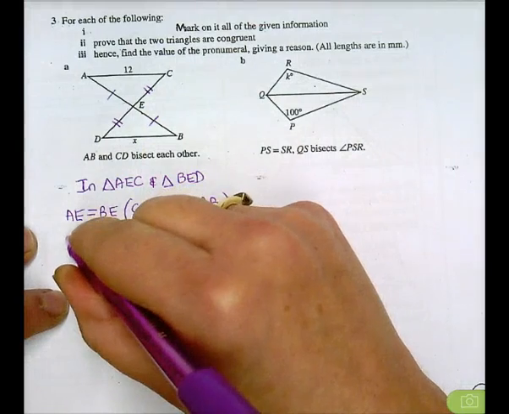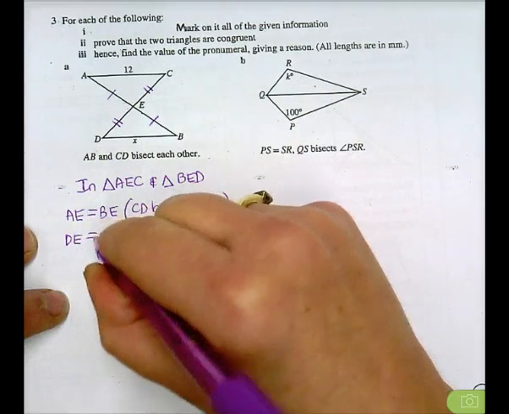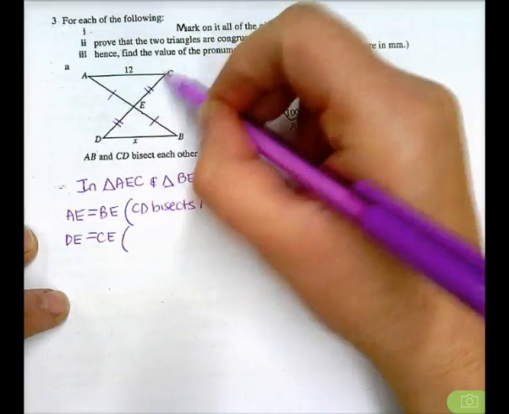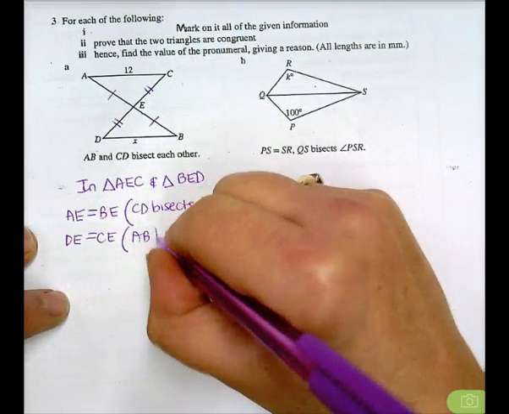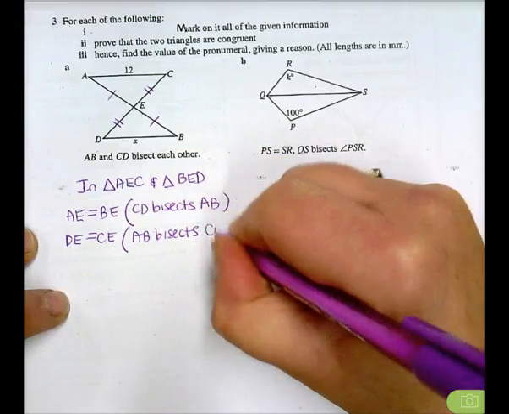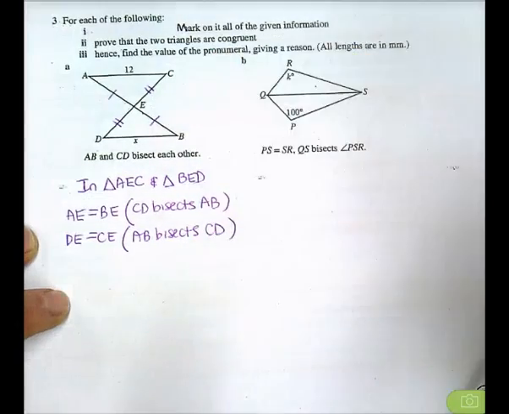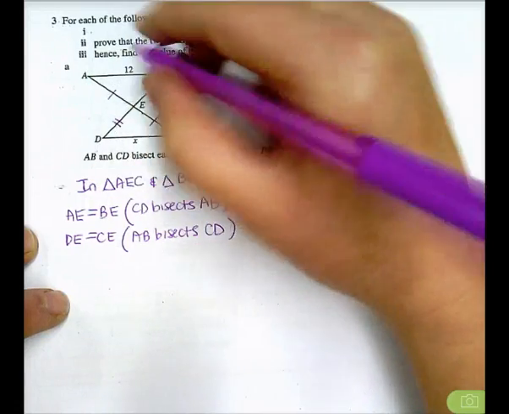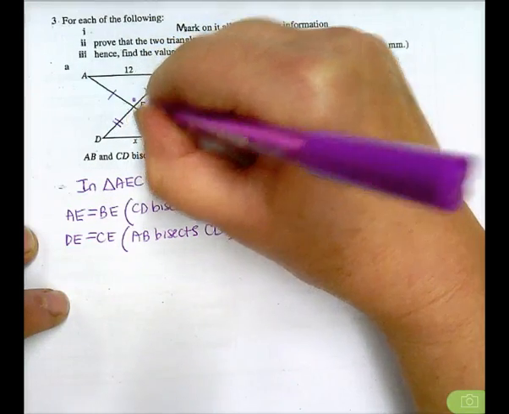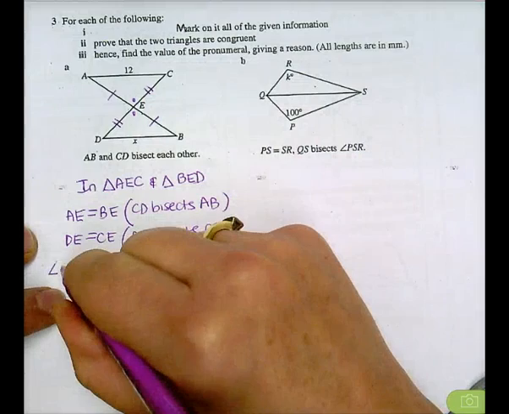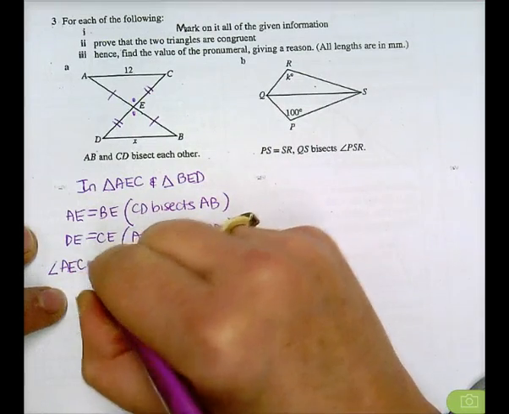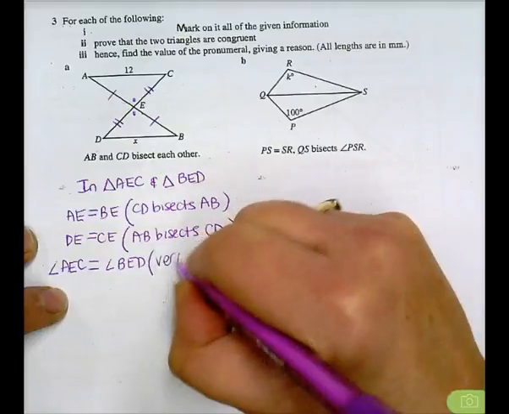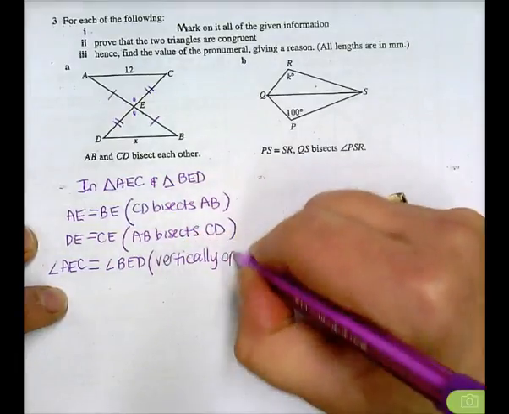Now we can similarly do this over here, that DE with the double dashes equals CE, and the reason that DE equals CE is because AB bisects or cuts in half CD. Okay, so we've got two pieces of information. We also know that we've got two intervals crossing each other, so therefore vertically opposite angles are formed. So we can say, well, also angle AEC is equal to angle BED. Reason is vertically opposite angles.